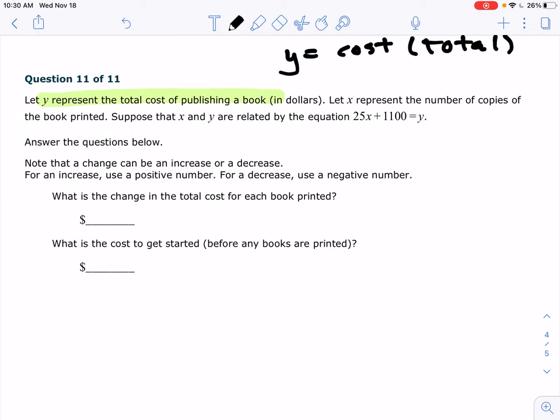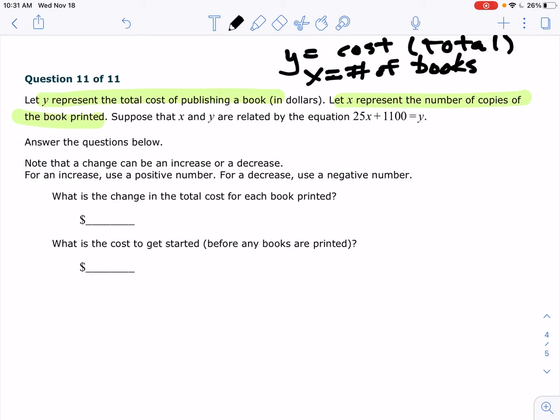So let's simplify that. Let's just say X represents the number of copies of the book printed. Let's simplify that and just say number of books, because basically that's what we're talking about. You're printing books. And so just number of books.